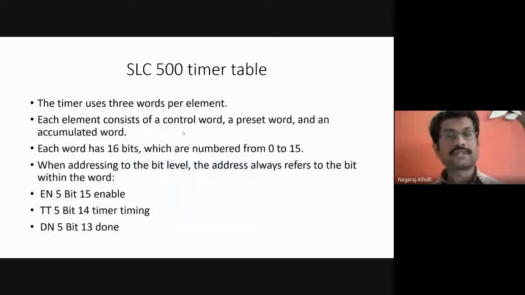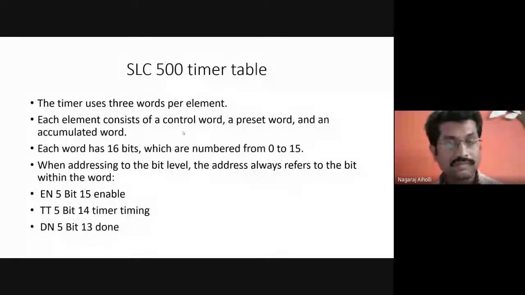The timer uses 3 words per element. Each element consists of a control word, a preset word, and an accumulated word. Each word has 16 bits, numbered from 0 to 15. This is the same addressing scheme we studied in our previous slides. When addressing to the bit level, the address always refers to the bit within the word.